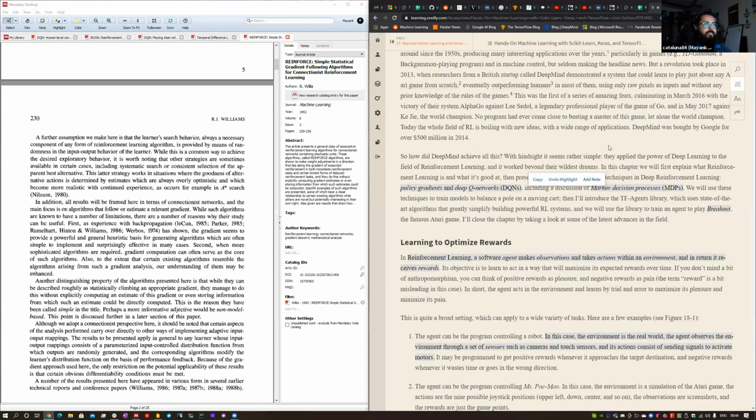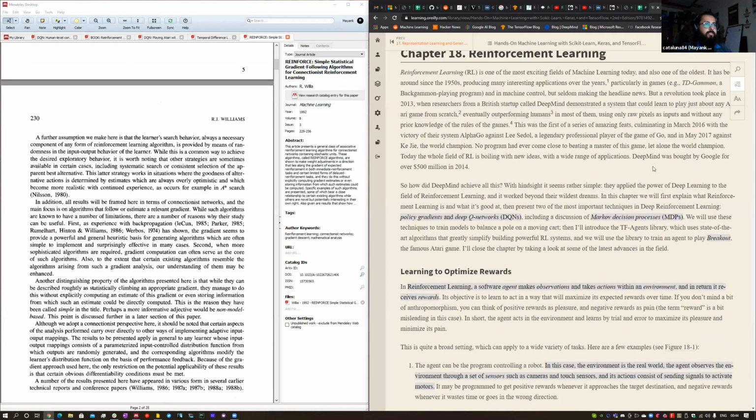So this is the Alpha series of DeepMind, in which they generalize this. Next, they were bought over for 500 million.